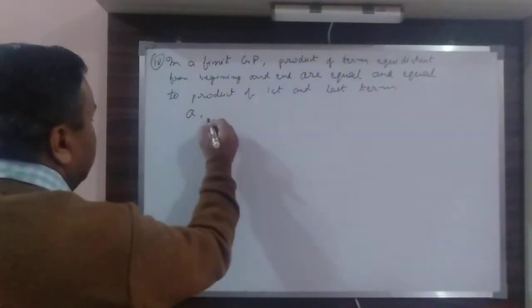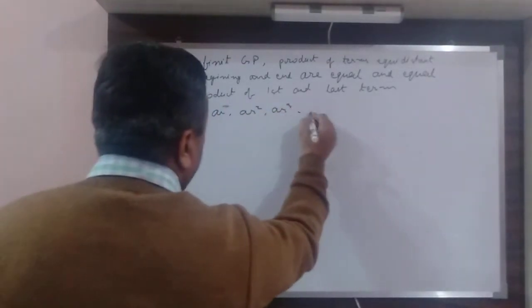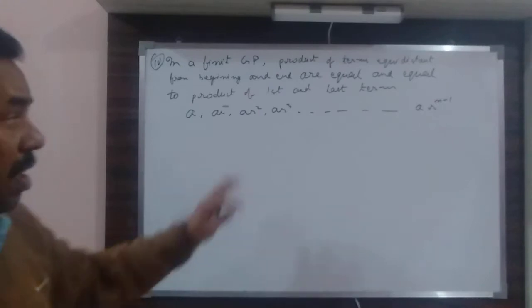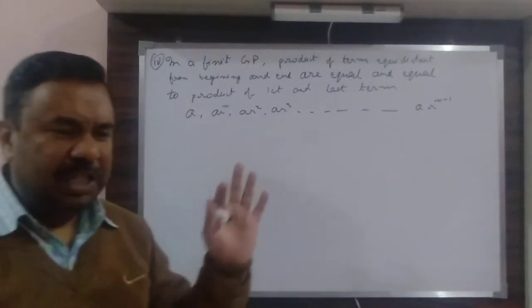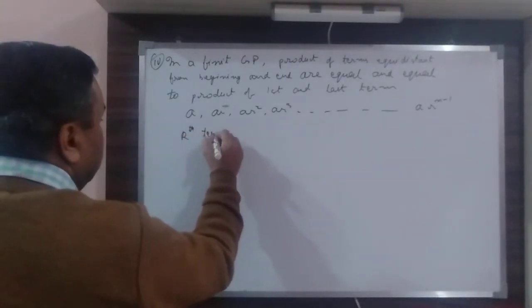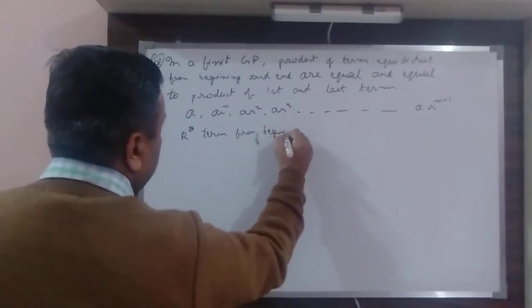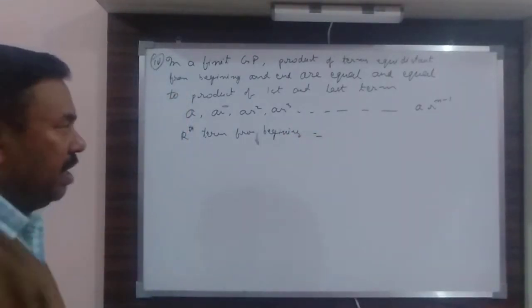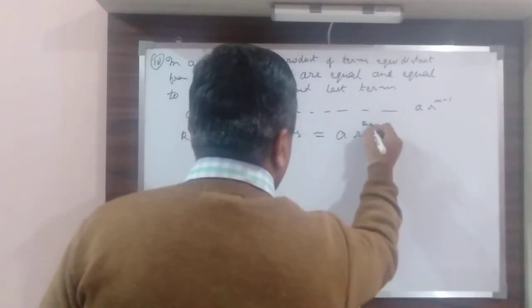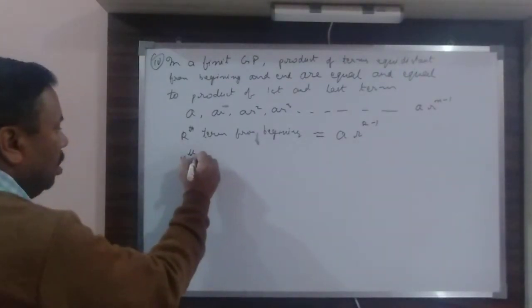Suppose that my GP is a, ar, ar square, ar cube, like that up to ar raised to the power n minus 1, because I have said that it is a finite GP. I will take a generalized term like the rth term from the beginning. What is this? Very easy. This is equal to a multiplied by r raised to the power capital R minus 1.